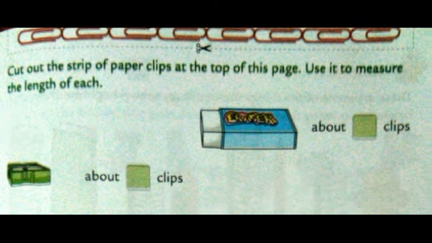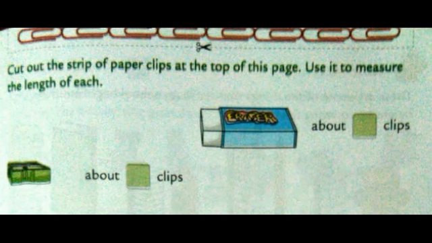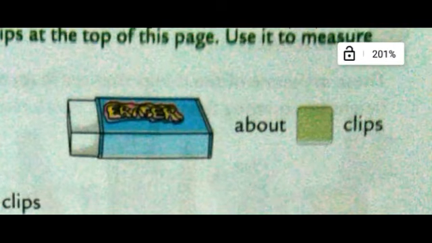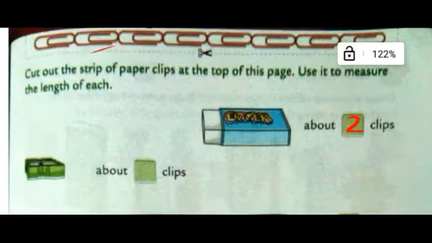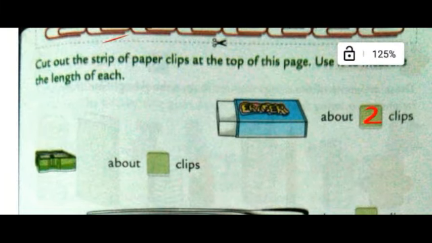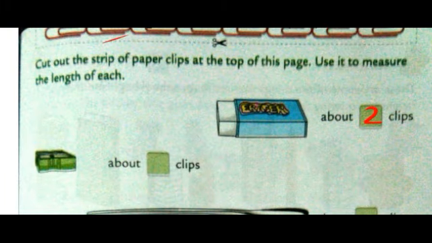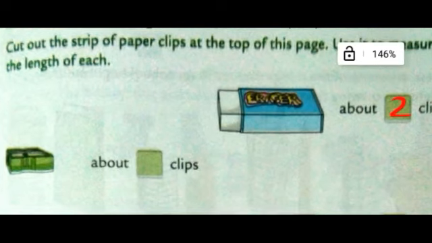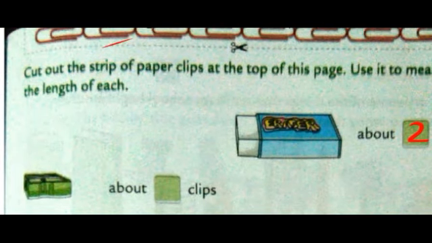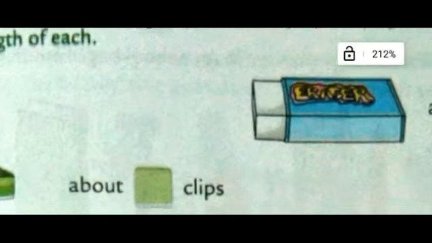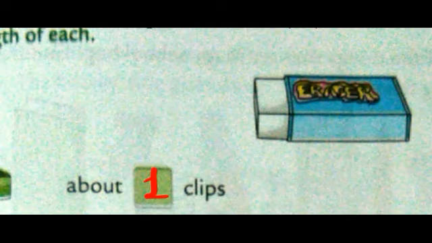It is an eraser. So, it's about how many clips? This eraser is about 2 paper clips. So, we will write here 2. Okay. In the same way, now we have to measure the next picture, that is the sharpener. So, this sharpener is about 1 paper clip. So, we can write here 1.